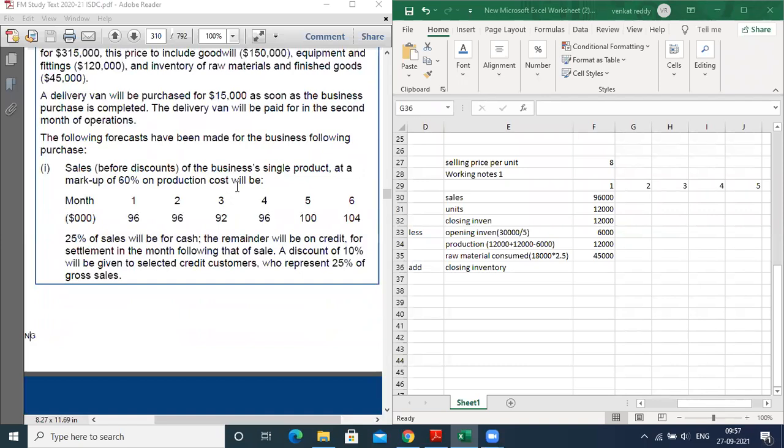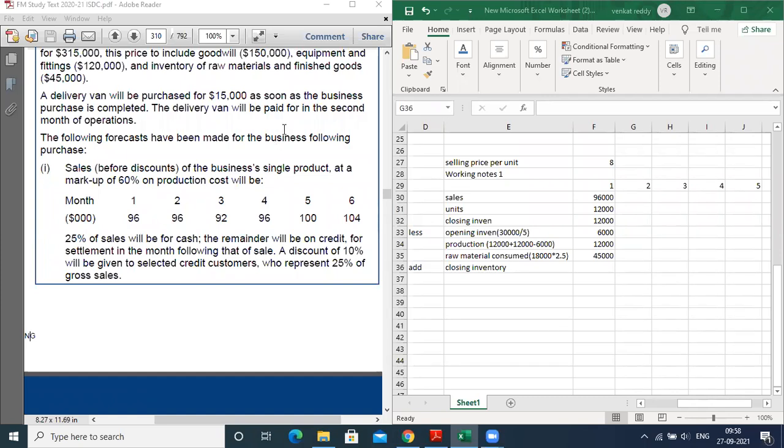Here you can see sales before the discount of the business's single product are at a markup of 60% on the production cost. So the profit is 60%. Let us assume that if the production cost is 40, then profit will be 60, so the total comes to 100. So the profit is 60% on the production cost.